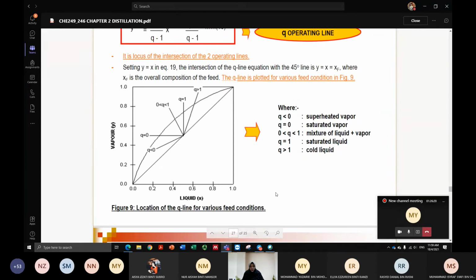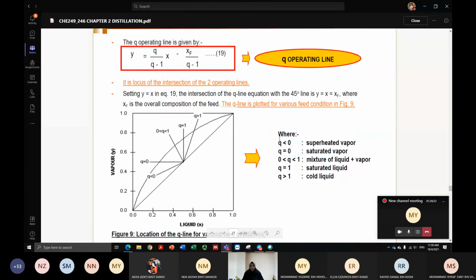So what is important here? The Q operating line. If you were to have a final exam, you would need to memorize it. But for this particular semester, you're going to have an online final assessment, so you can refer to your books and you don't need to memorize.